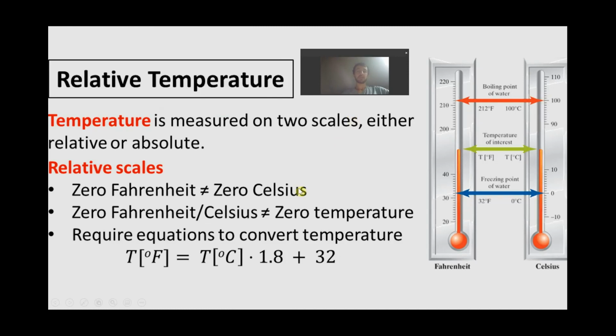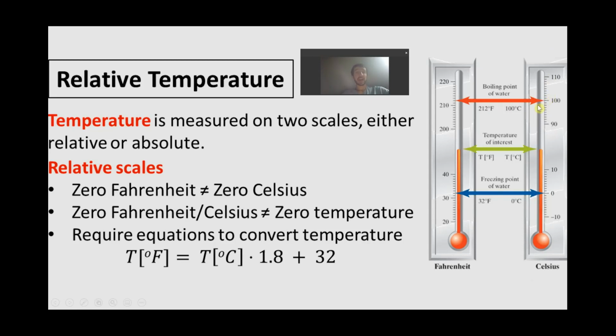Now, relative temperature is simply saying I'm measuring the temperature relative to something. Now, what am I measuring it relative to? Well, on the Celsius scale, that's the SI or metric measure of temperature. We measure it based on the freezing point of water. The freezing point of water is 0 degrees Celsius. The boiling point of water is 100 degrees Celsius.